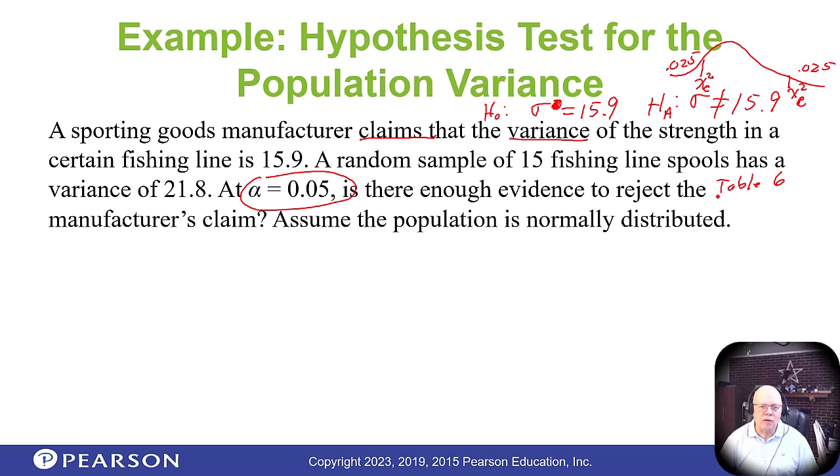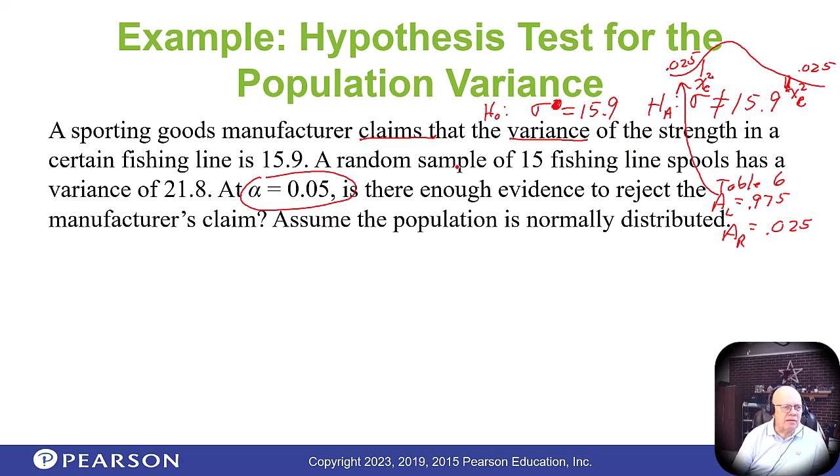Now if you're using table 6, what do you need? Well, first of all, for the left tail, you need the area to the right. So area for the left critical value will be 0.975. The area for the right critical value will be 0.025, the area to the right of that critical value. Can you find it from the table or from your calculator, whichever applies?